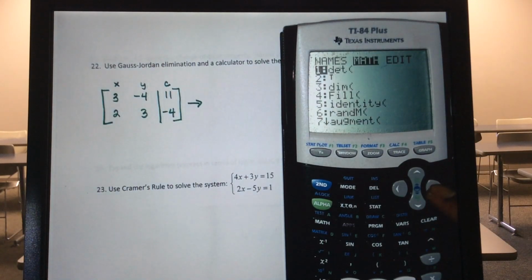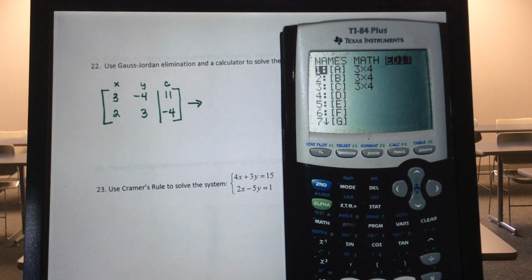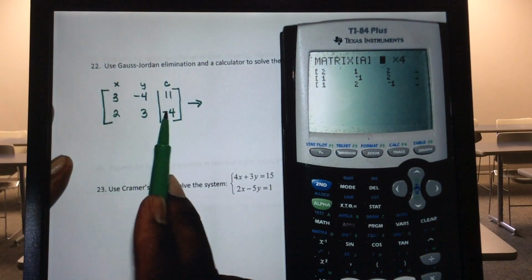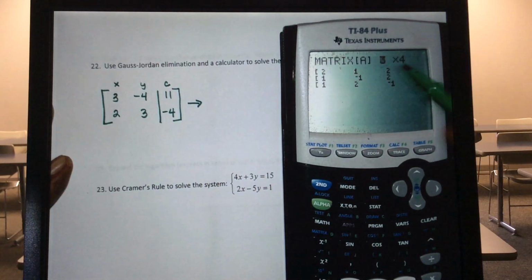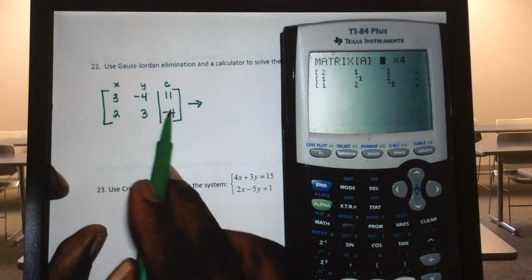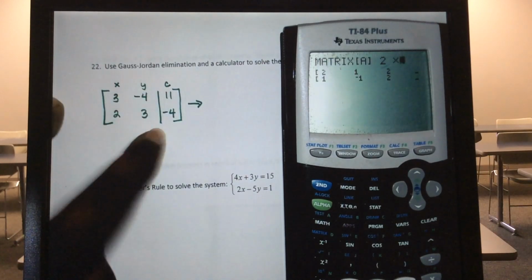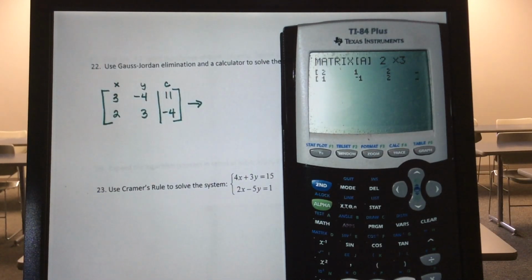So I need to go to edit, because I'm putting in a new matrix, and I'm going to put it in matrix A right here. So I'm selecting number 1. Now, I need to find out how many rows and how many columns there are. These two numbers here represent the number of rows and columns. In this case, I have 2 rows and then 3 columns. So this first number, I'm going to enter a number 2, because I need 2 rows. And then there are 3 columns, so I'm going to enter number 3, because I need 3 columns.